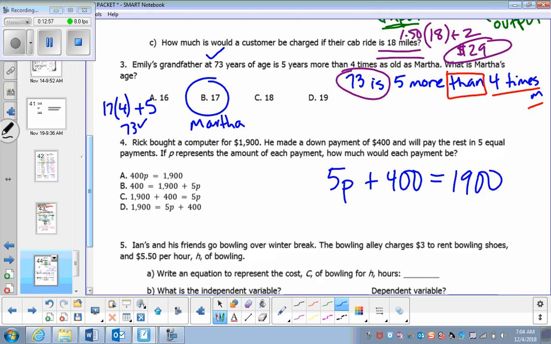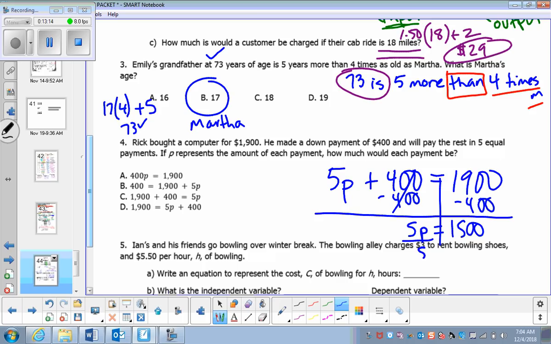All right? Of course, it's not asking us to solve it. It's asking us if P represents the amount, how much would each payment be? We're going to subtract the 400. 5P equals 1,500, and when we divide by 5, we get that each payment is $300.